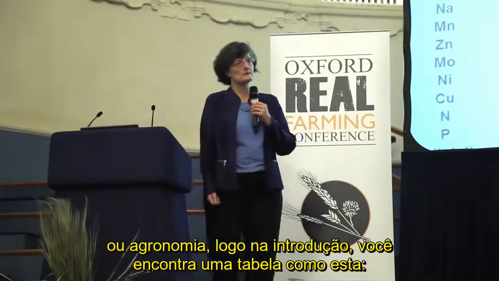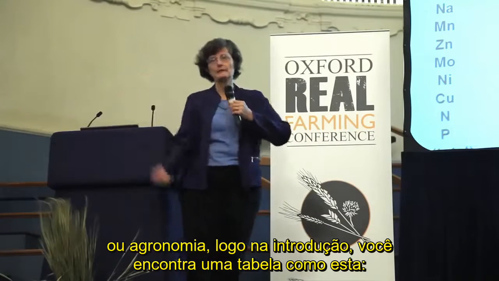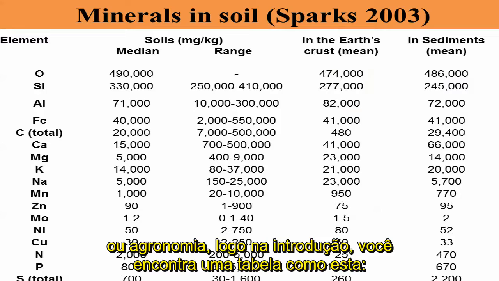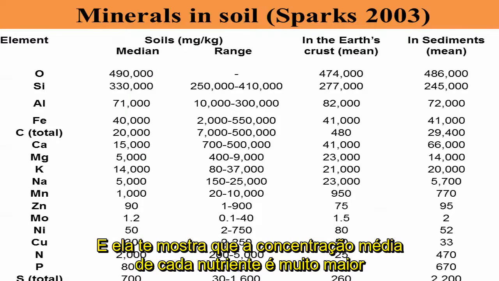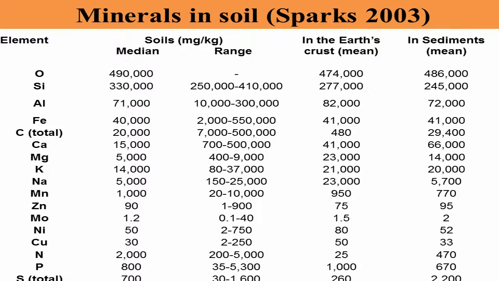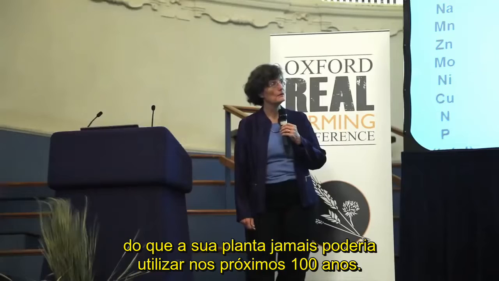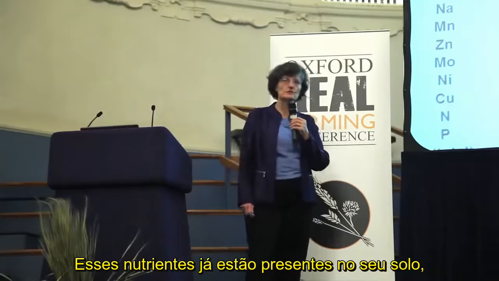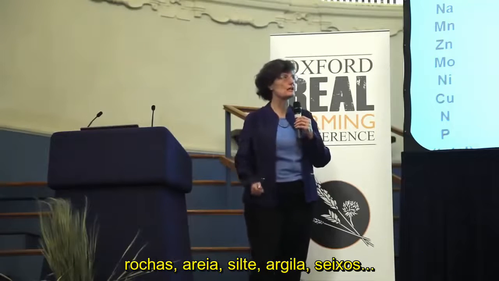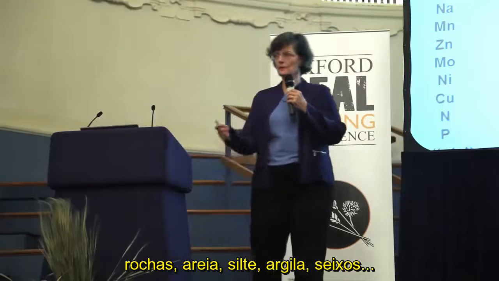What you find is a table that I copied from one of the books, Sparks in 2003, and they can show you that the average concentration of any nutrient is massively greater than your plant could use in the next 100 years. Those nutrients are already present in your soil. They're in your rocks. They're in your sands, your silts, your clays, your pebbles.